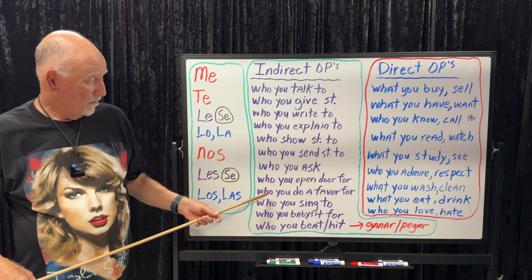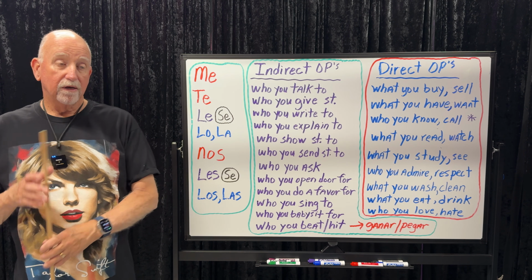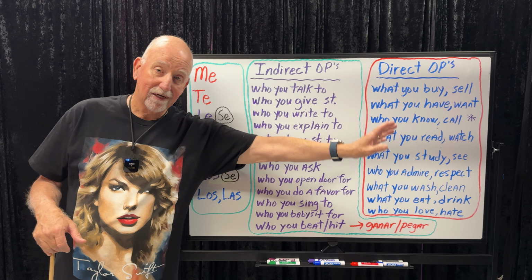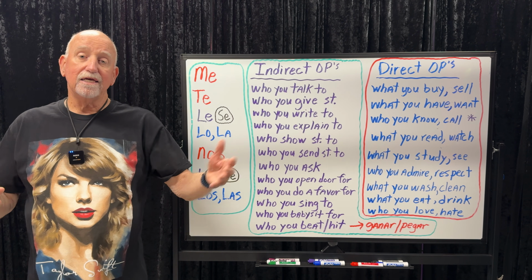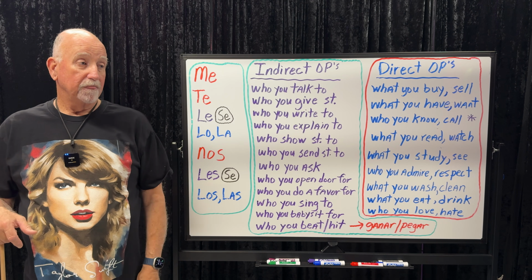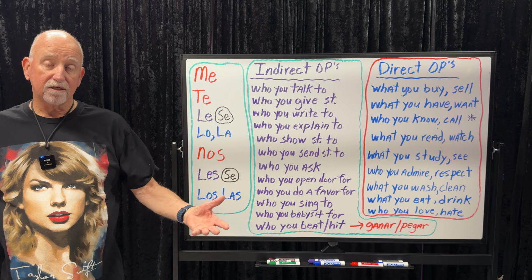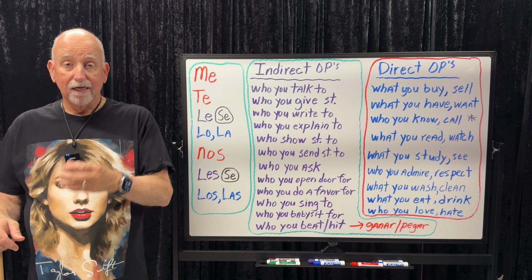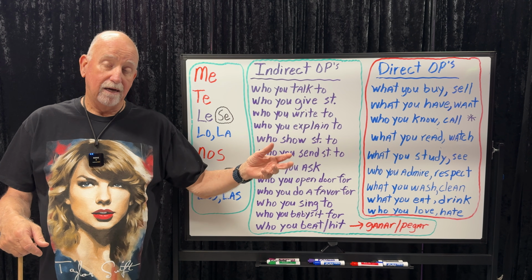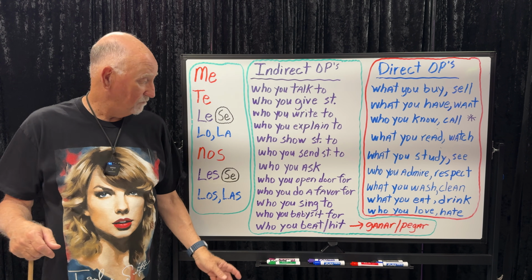Let's see, where are we? Who you do a favor for. What you do is a favor. That's the direct object. The person for whom you do it is the indirect object. Like, I do favors for my sister. Le hago favores. Le, for my sister. Le hago favores a mi hermana.